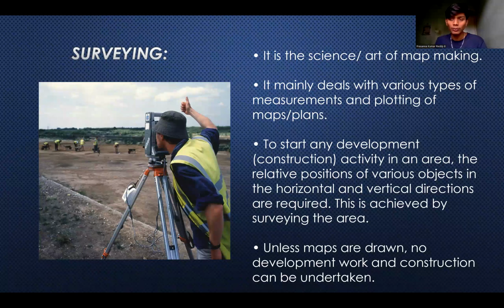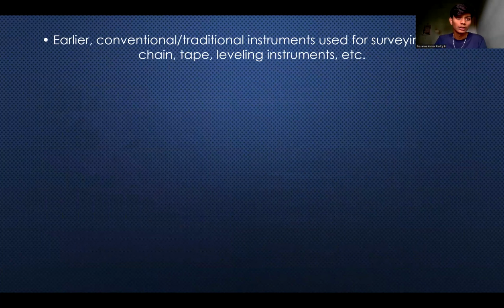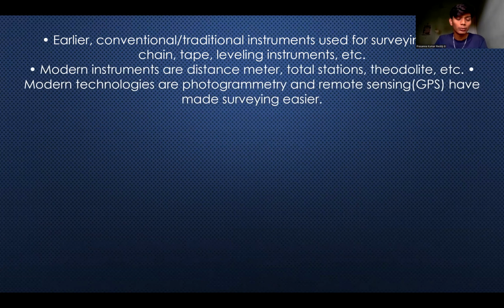To start any development in any area, we mainly need to know the relative positions of various objects in horizontal and vertical directions. This can be achieved by surveying. Unless maps are drawn, no development work and construction can be undertaken. Earlier, conventional and traditional instruments were used for surveying, such as chain, tape, leveling instruments, etc. And modern instruments are distance meter, total stations, theodolite, etc. Modern technologies are photogrammetry and remote sensing, GPS, etc.